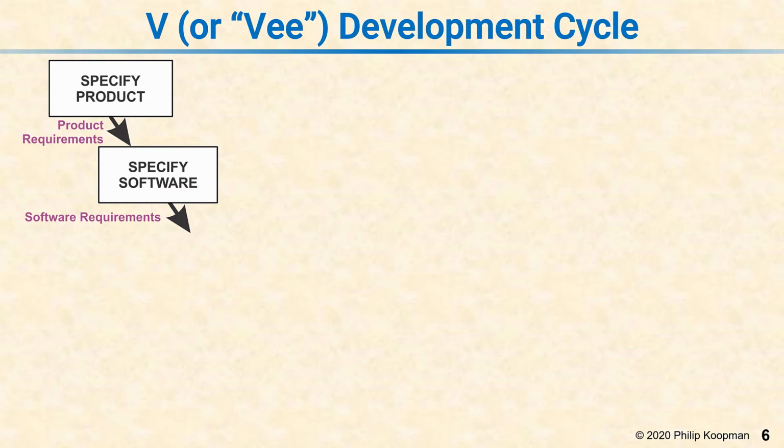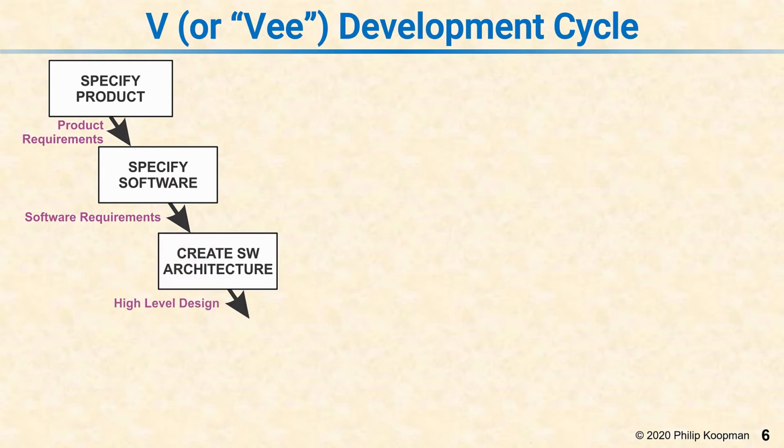The next step is to create a software architecture, and that results in a high-level design. So you've done the requirements, you know what you're building, and the architecture is the general way the components and functions will be organized to build it. After that comes designing the different software modules, so those are the pieces within the architecture, and each module ends up with a detailed design.